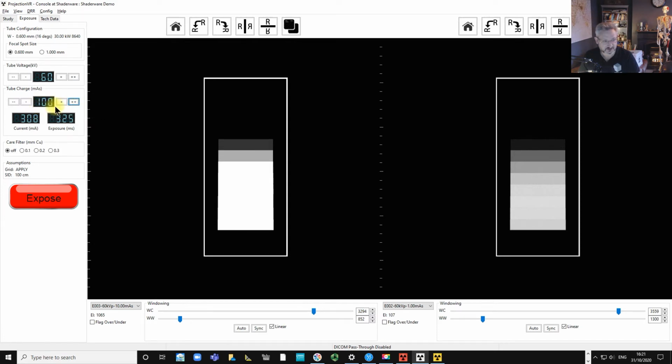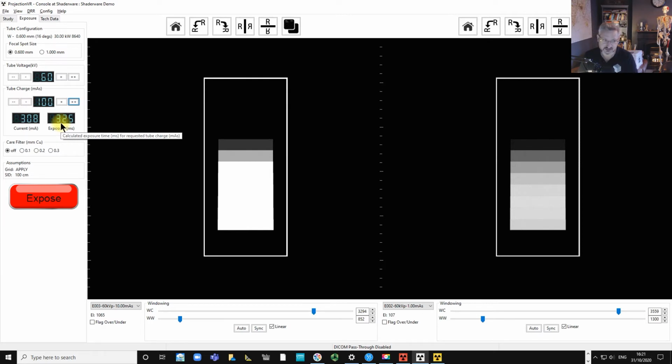This is a very high charge, huge number of electrons. And to do the current, again, it doesn't want to go over 300 mA because it doesn't want to damage the filament, so it's gone up to 325 milliseconds. So this is a third of a second.